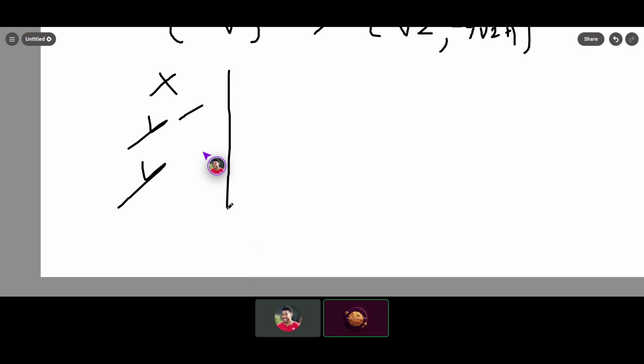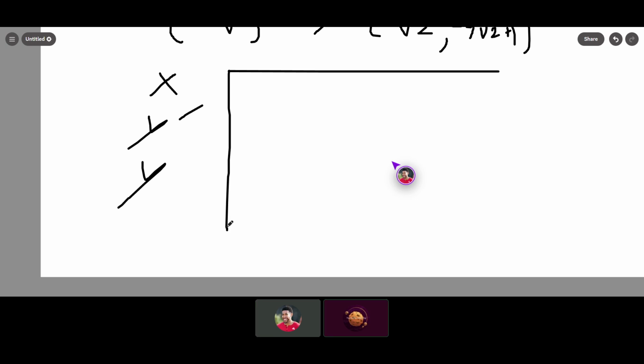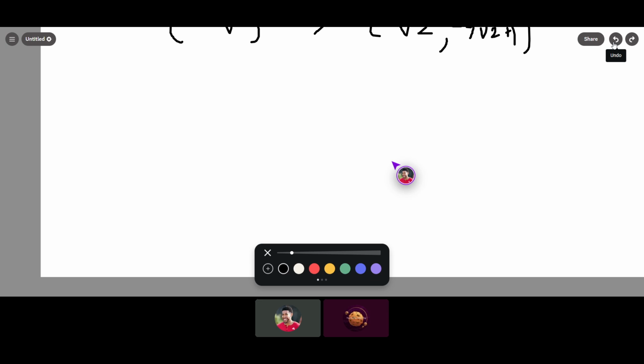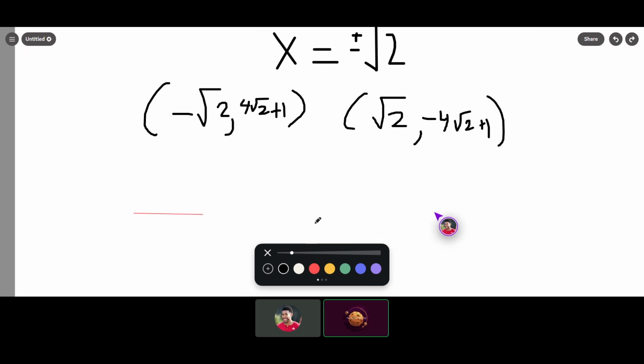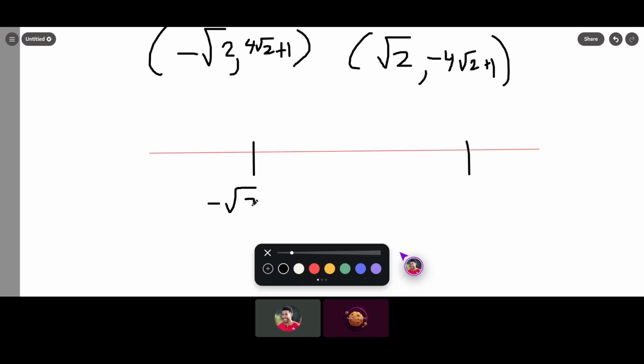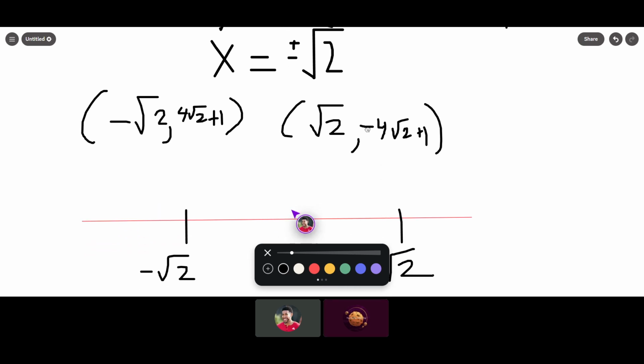So what I'm going to be doing here is creating a table. No, don't create a table. We can just make a line. Oh, you want to do it that way? My way is pretty self-explanatory. A line is pretty easy as well. Okay, we'll do a line. We're going to draw a line. This is the red line. So let's draw our 2 x coordinates where we have that relative extrema.